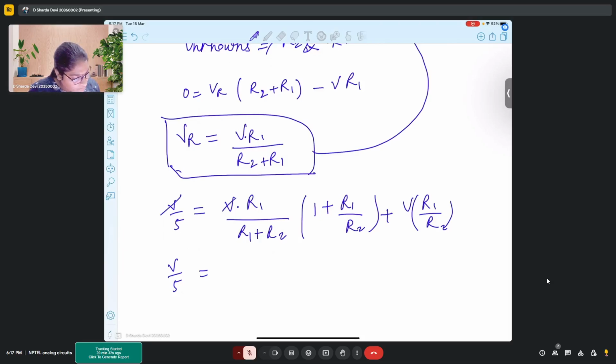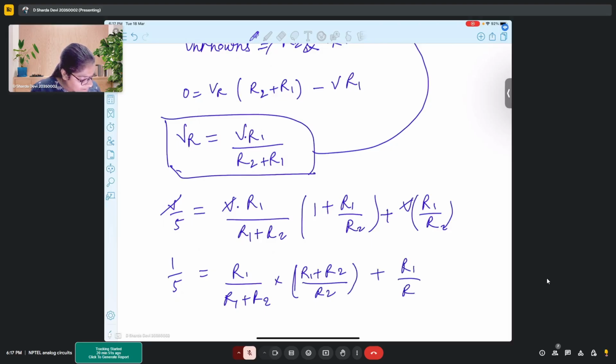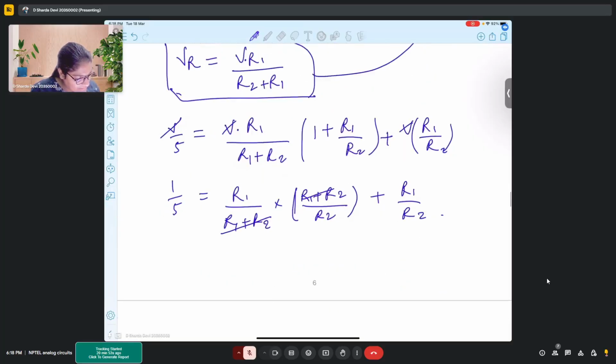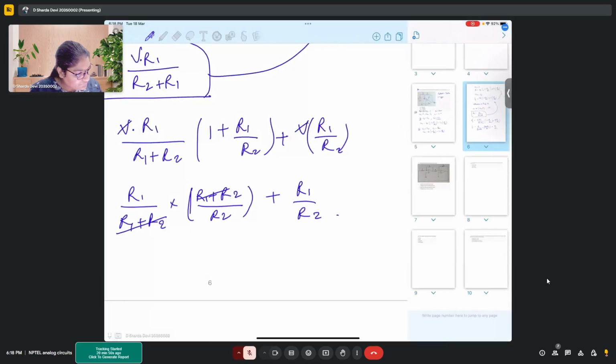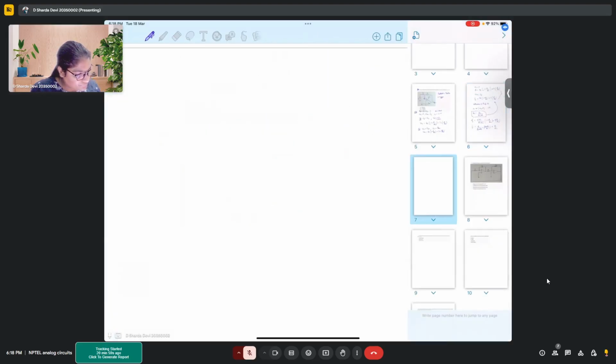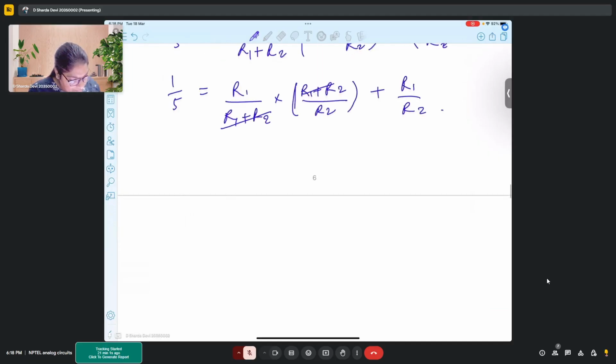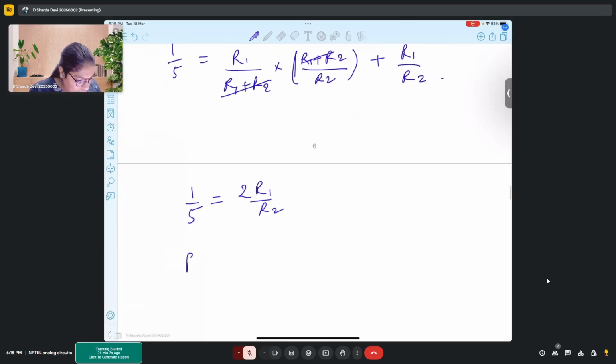So we can take V common, so all the V will be cancelled. It will be 1 by 5 is R1 by (R1 plus R2) into (R1 plus R2) by R2 plus R1 by R2. These two are cancelled. So we get 1 by 5 is 2R1 by R2. So R2 is 10 times of R1.